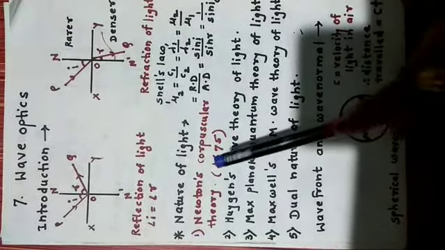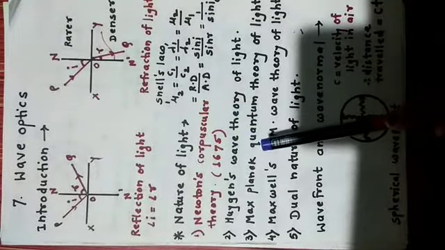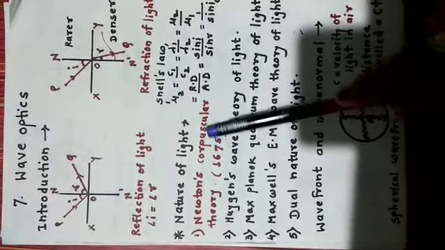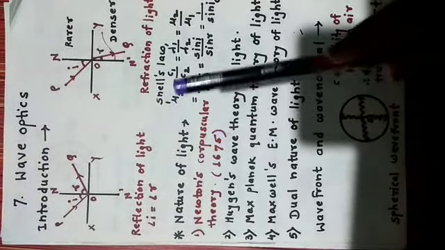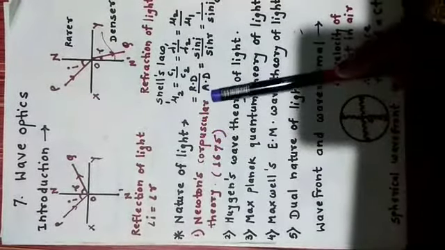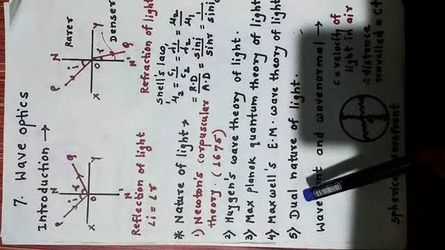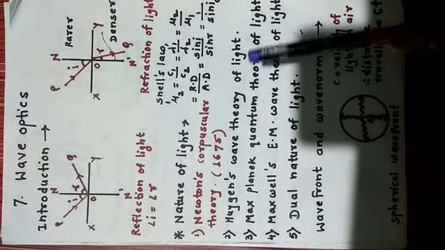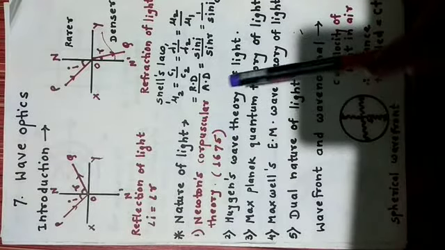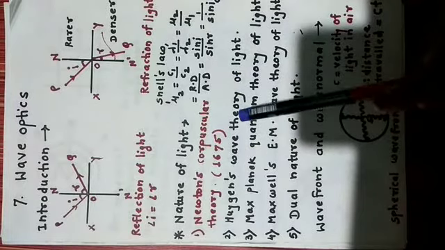Okay, when the corpuscles strike a reflecting surface, they undergo elastic collisions. You have already studied elastic collisions in the 11th standard. Actually, there are three different types of collisions: elastic collision, inelastic collision, and partially elastic and partially inelastic collision. So when light corpuscles strike a reflecting surface, they undergo elastic collisions.